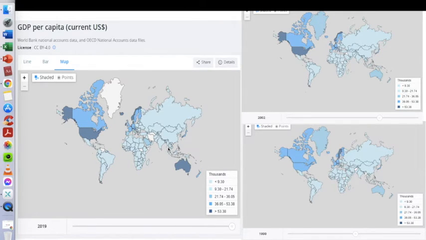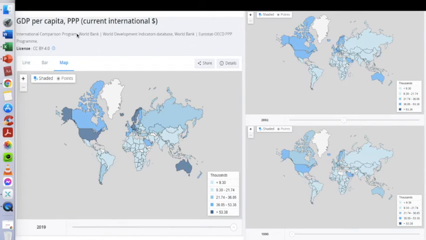So we can see a little bit of movement in some countries, but the main idea here is that income is variable, and this is GDP per capita in current US dollars. Let's have a look at PPP. Well, it's nearly the same. Let's have a look at 2019.